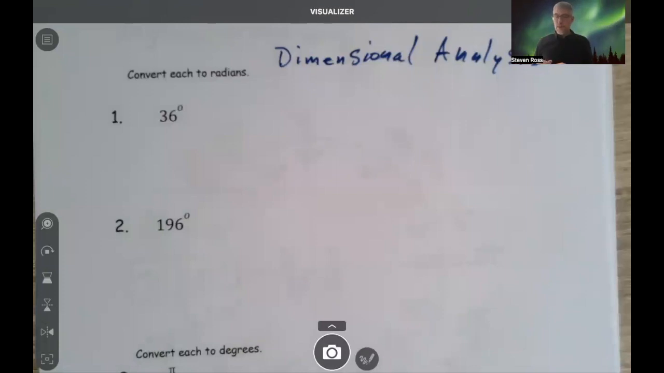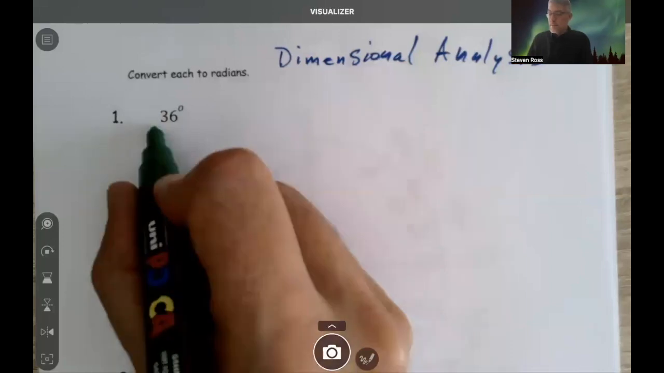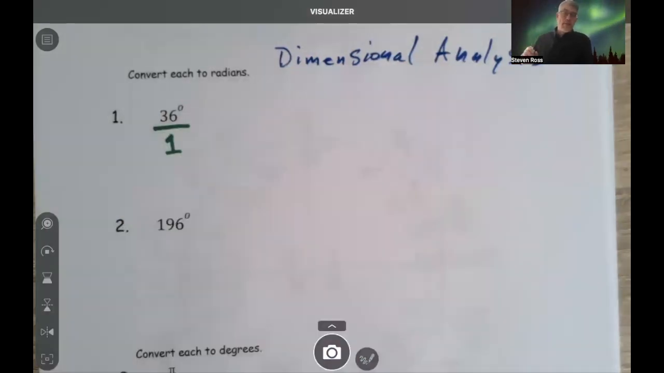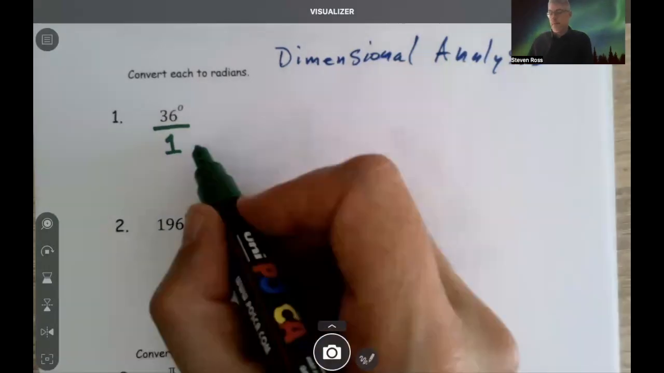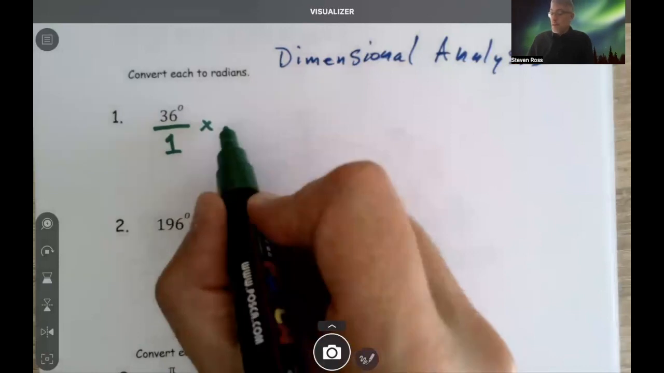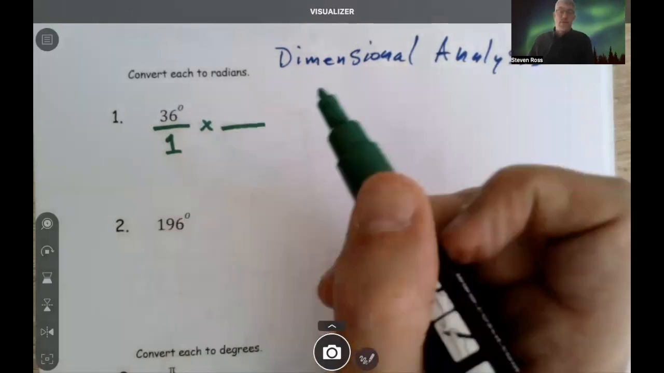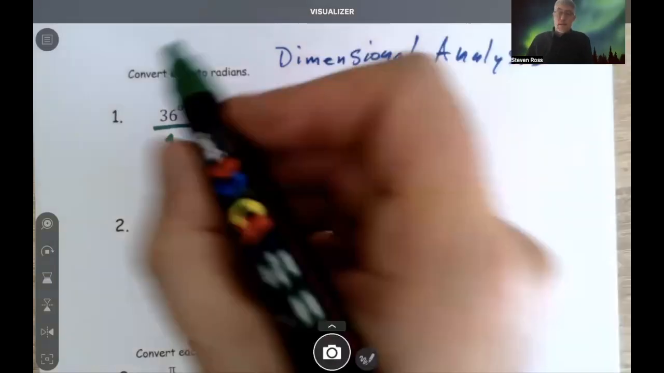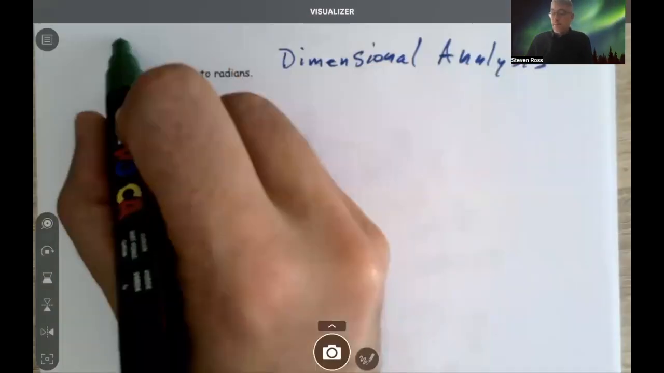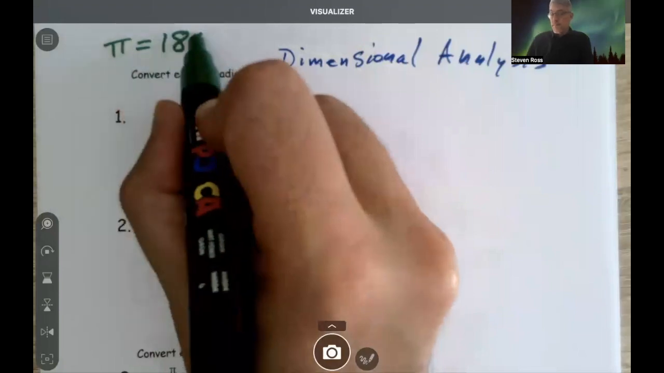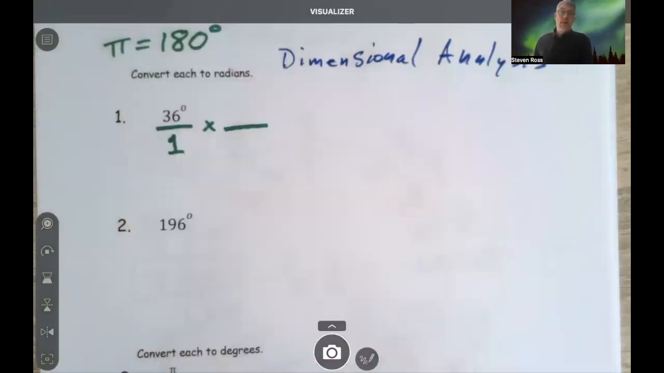So let's start with 36 degrees. I want to turn that into radians. So here we go, 36 degrees. And I'm going to put it as a fraction. We can always write a fraction if we want to. And then I'm going to put my conversion here. And the conversion I'm going to use is pi is equal to 180 degrees. And I can make a fraction out of that.